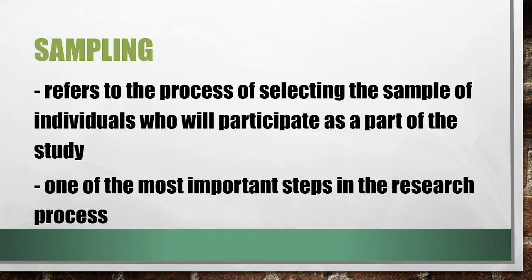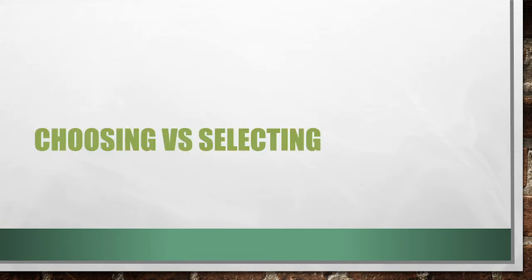It is one of the most important steps in the research process. Basically, there are two words that we need to discuss: choosing versus selecting. By choosing, you just choose. "This one, I picked him, I picked her." There is a bias regarding that. Unlike selecting, where you will be incorporating some parameters or variables, wherein with those variables or conditions, you will be selecting the samples that would suffice or would be useful for your research.